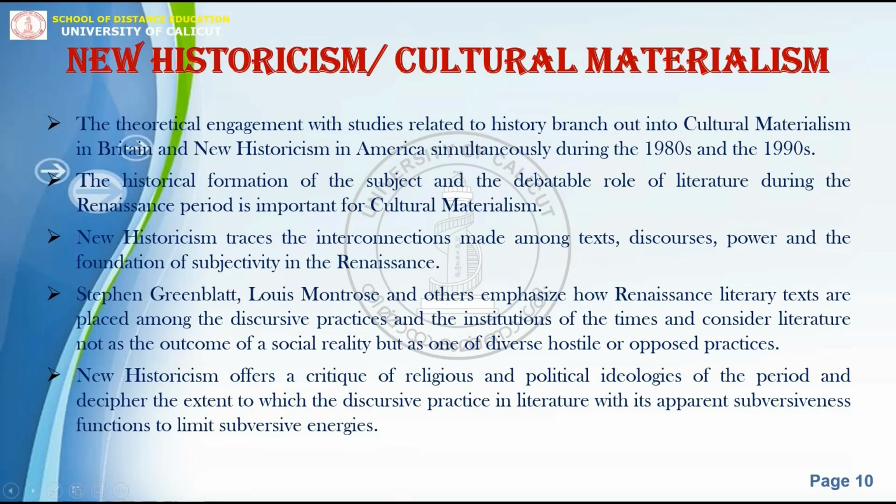Next is new historicism and cultural materialism. Now, new historicism is a concept which was there in America. Then cultural materialism was practiced in Britain. Both these concepts are almost the same because their holistic approach to literature is to integrate literary and historical study. Now, in new historicism or cultural materialism, this is a theoretical engagement with studies related to history that branched out into cultural materialism in Britain and new historicism in America simultaneously during the 1980s and 1990s.